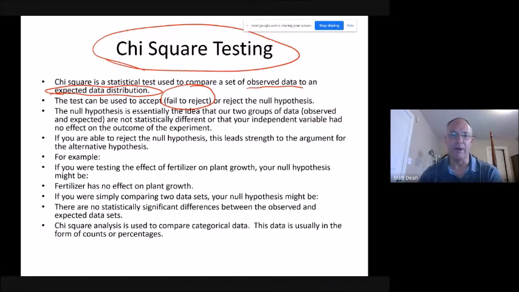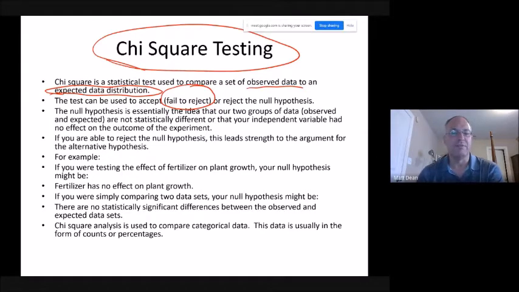But again, remember the null hypothesis is essentially the idea that your two groups of data, your observed, the data you got from an experiment, and your expected, the data you expected to get, are not statistically different, or that your independent variable had no effect on the outcome. Oftentimes on AP Biology FRQs, free response questions, they're going to ask you to write out a null hypothesis. Essentially you can say there's no difference between group A and group B. Or you can say the independent variable had no impact on the outcome of the experiment. That's really all it takes to write a null hypothesis.